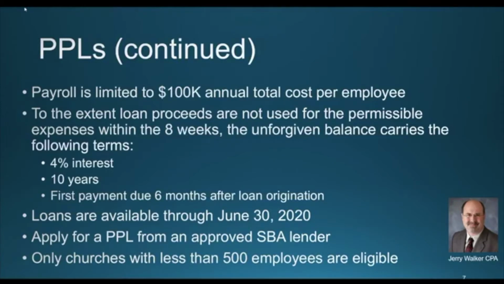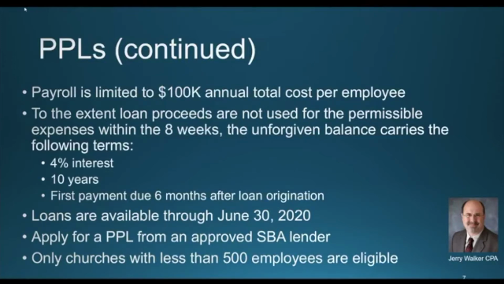Let's say you do borrow $25,000 because your average monthly payroll was $10,000. But over the 8 weeks after obtaining the loan, you only spend $24,000 of that on qualified items. And so $1,000 where you didn't spend it on qualified items, you would actually owe that money back. That's a loan that you now owe on. So you have a $1,000 loan that you have 10 years to pay back at 4% interest.